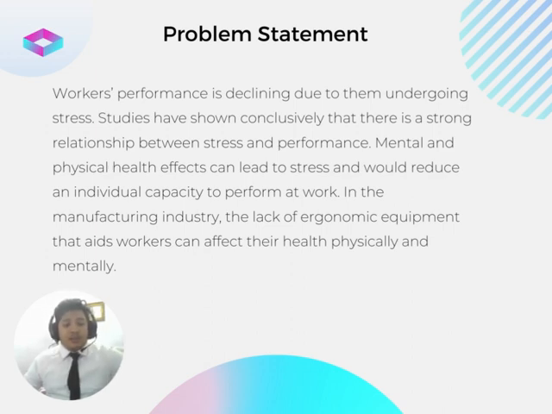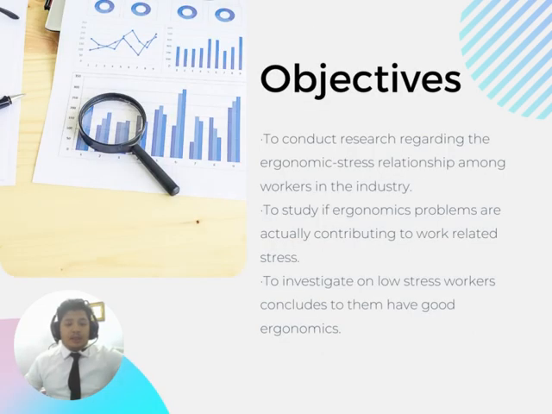Workers' performance is declining due to them undergoing stress. Studies have shown conclusively that there is a strong relationship between stress and performance. Mental and physical health effects can lead to stress and would reduce an individual's capacity to perform at work. In the manufacturing industry, the lack of ergonomic equipment that aids workers can affect their health physically and mentally.